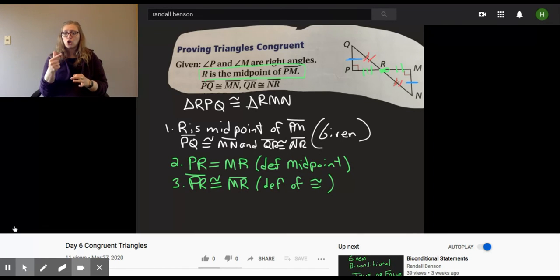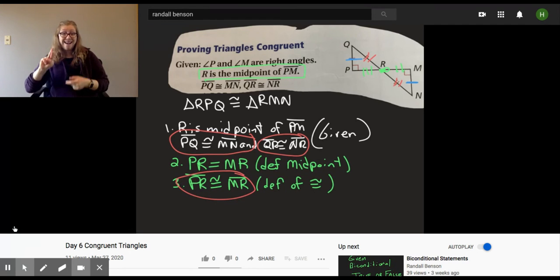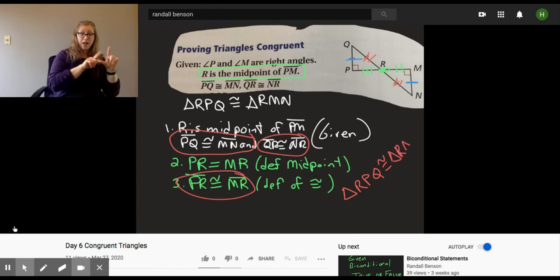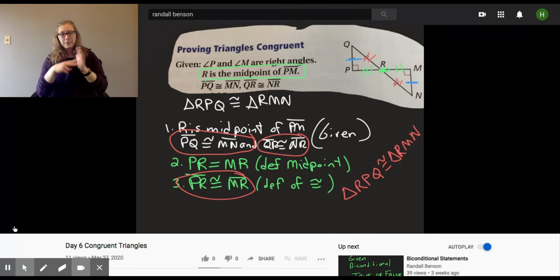And now we've shown everything we need. We have the fact that PQ is congruent to MN, PR is congruent to MR, and QR is congruent to NR. Those are the 3 things we needed to show. So based on this information and the information on the previous slide where we showed the angles are congruent, we're going to say triangle RPQ is congruent to triangle RMN. And the reason is by definition of congruent triangles.